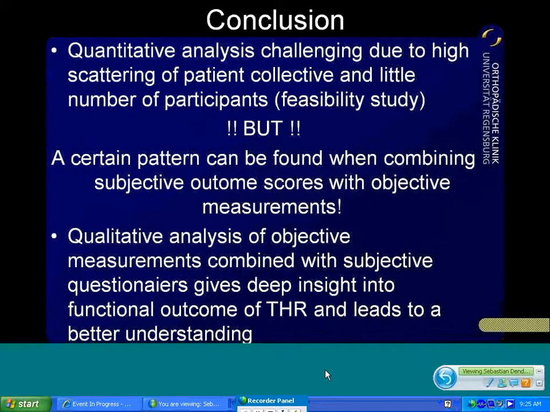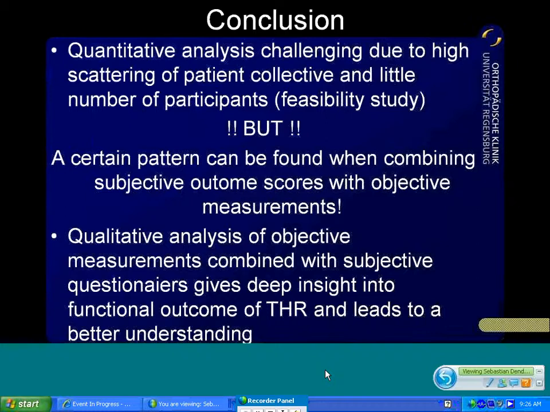Okay, so let's move on to the conclusions. The quantitative analysis is challenging due to the high scattering of patient data collected and the number of participants. But please notice this is a feasibility study, so we actually used nearly every patient we could get. But a certain pattern can be found in combining subjective outcome scores with objective measurements actually.